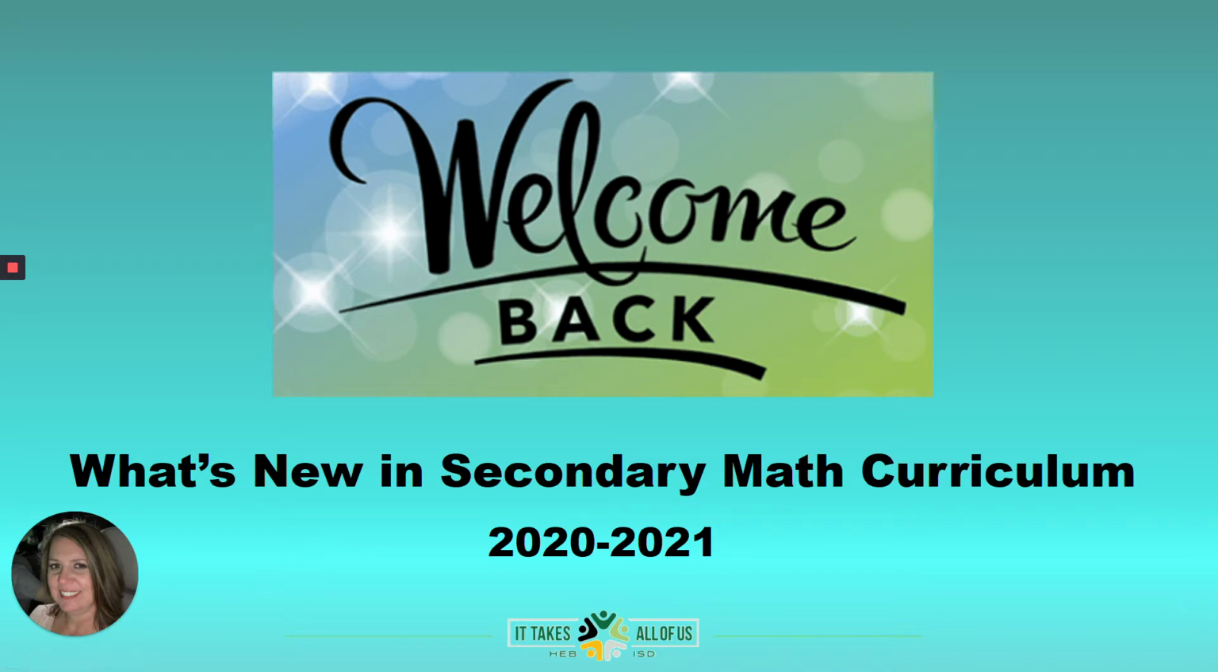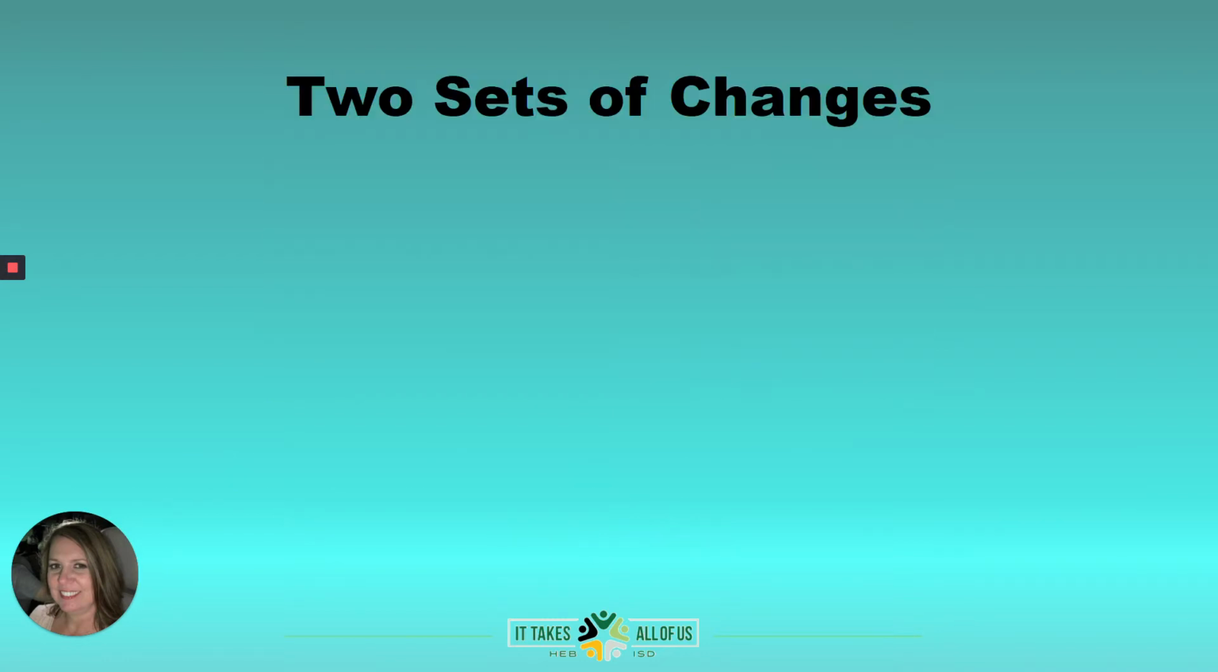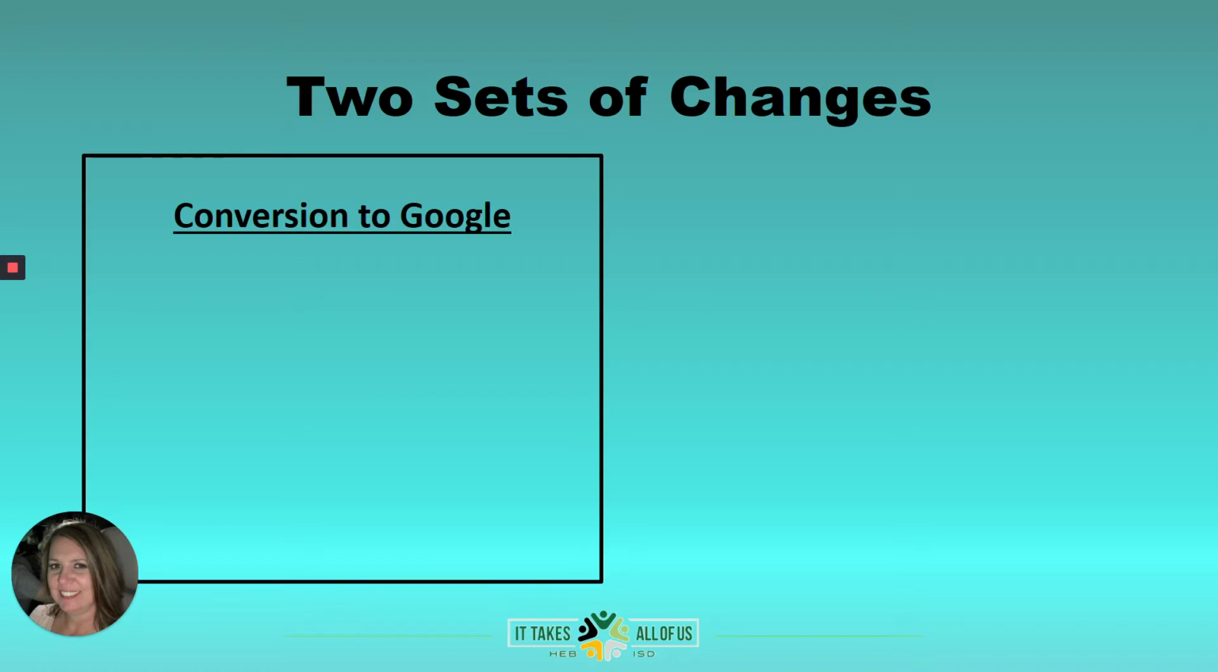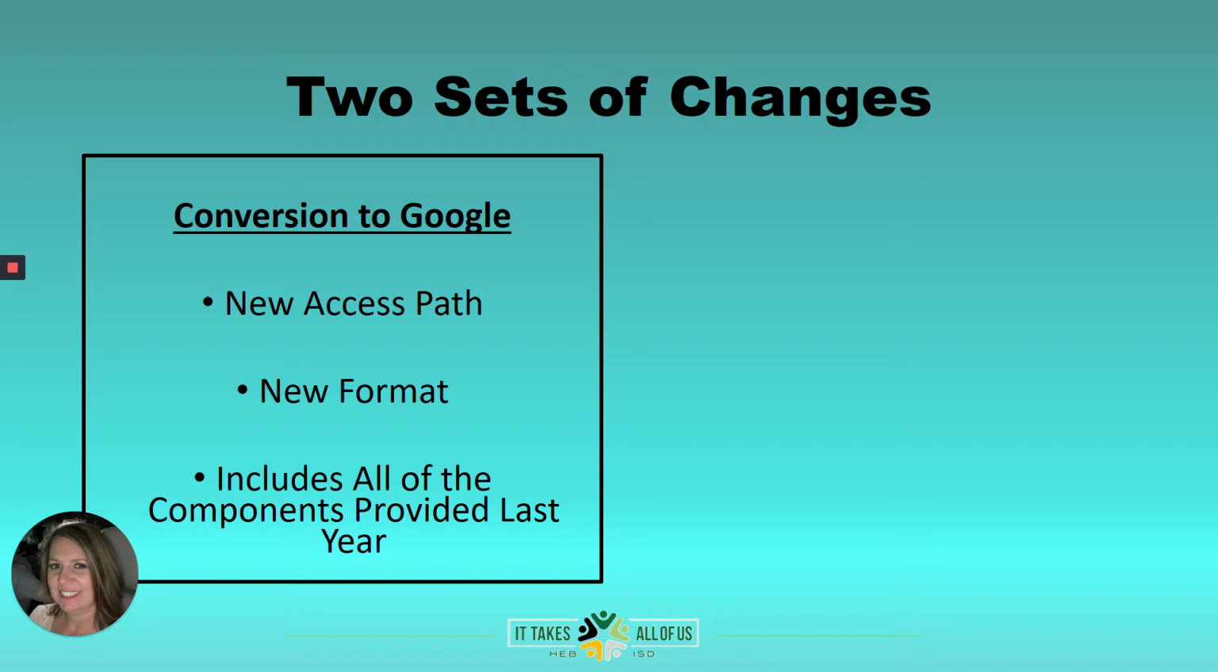We will be talking today about a few changes to the secondary math curriculum for the new school year, so let's get started. There are really two sets of changes we'll be talking about. The first is the conversion to Google. You may have seen some of your colleagues working in Google in the past, but this is the first year that secondary math curriculum will be in Google. That means that there's a new path that you'll follow to get there. It means that some things will look different. You'll still have everything you've always had. It might just be arranged a little differently, or it might look a little bit different. So we'll check all that out, make sure you know where everything is.